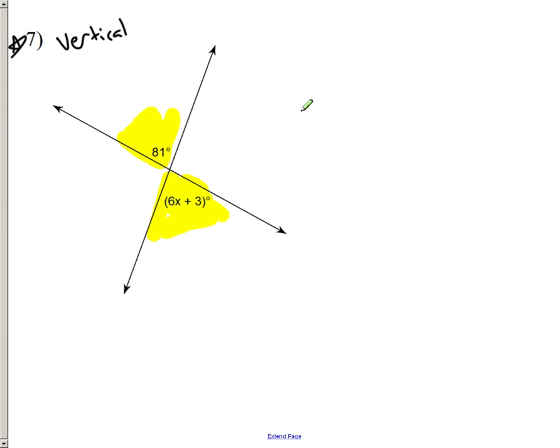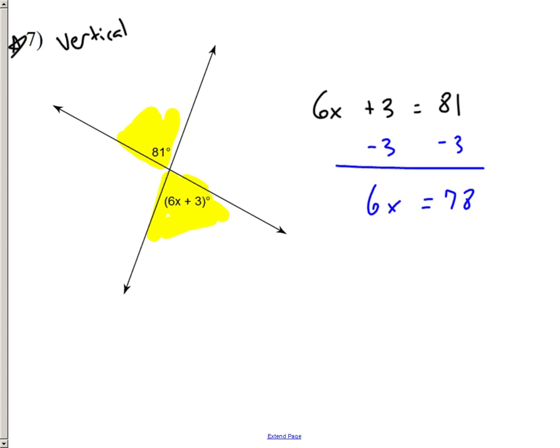Well, what it means is that 6x plus 3 would actually be equal to 81. So as a result, we just go and solve. See, we're not having to add these up to equal 90 or 180. We just know that they're equal to each other. So we literally write 6x plus 3 is equal to 81. And since this is a plus 3, the 3 is being added to the x, we can just do the opposite and minus 3 from both sides. And we get 6x equals 78. Divide both sides by 6 to free the x up.